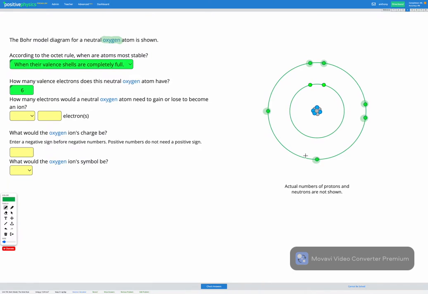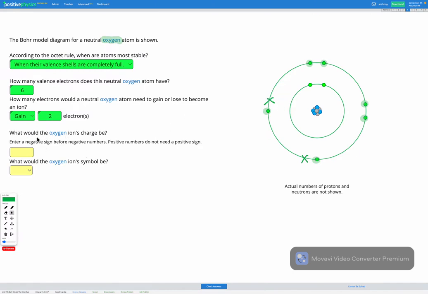If we were to add 2 more, 1 here and 1 here, we would have a full valence shell. So we would be obeying the octet rule. So ideally, this atom would gain 2 electrons. So we can answer that here. We would like to gain 2 electrons.